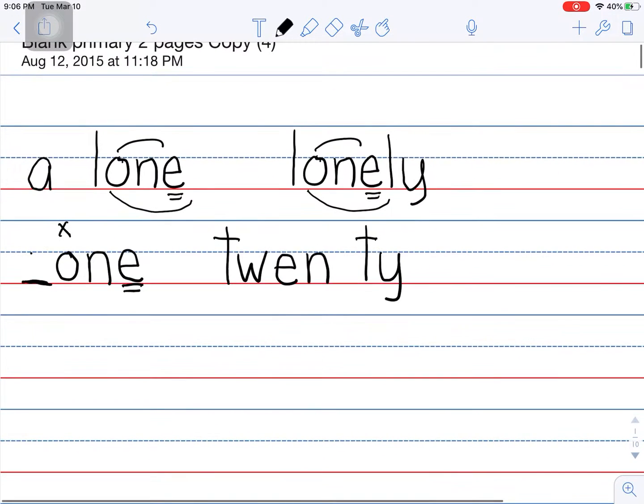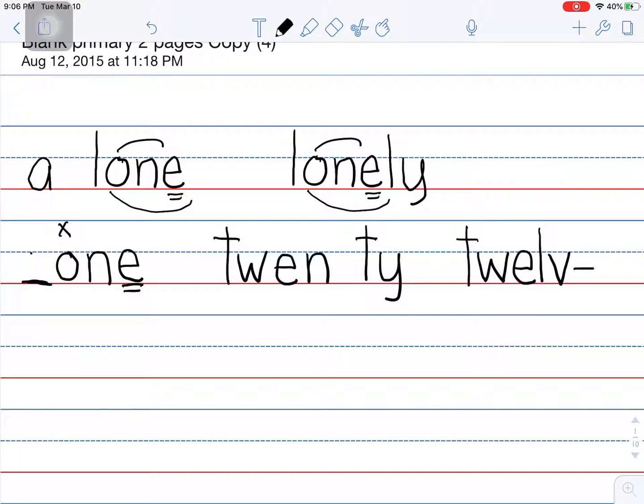The next word I want you to write is 12. 12. Say the word. It's one syllable. It has lots of sounds, but just one syllable. T. W. E. 12. V. And then we know we can't end a word with a V, so we stick an E at the end. I'm going to mark it as a silent letter. It's there. Now 20, 12.